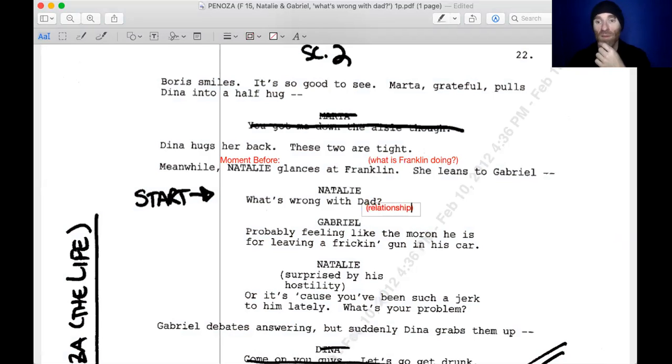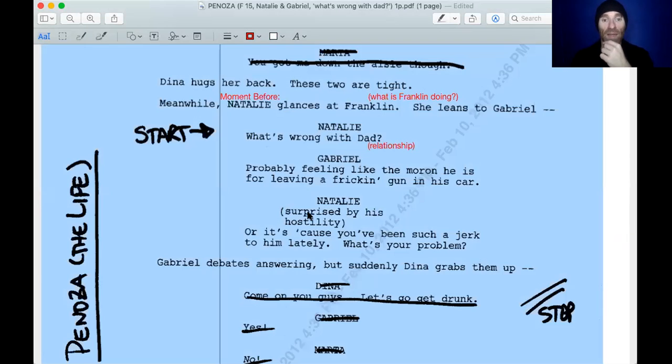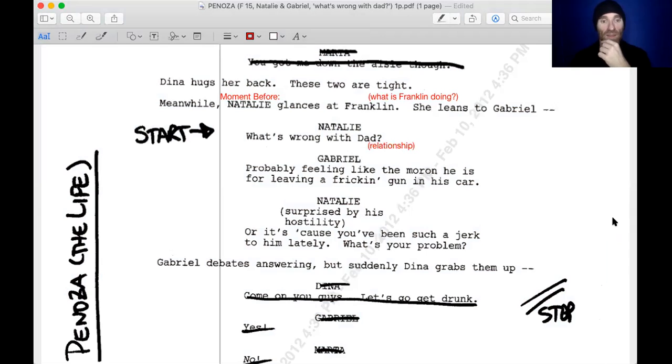Okay, we've got Gabriel probably feeling like a moron he is for leaving a frickin' gun in his car. Natalie surprised by his hostility.